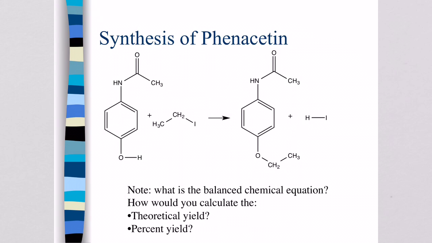But here is the balanced chemical equation for the overall reaction, and the key thing that you need to know is that for every 1 mole of acetaminophen and 1 mole of iodoethane, you're going to get 1 mole of phenacetin. And so when you're calculating the theoretical yield, if I were to tell you that acetaminophen is going to be the limiting reagent because we're going to use iodoethane in excess, that tells you that for however many moles of acetaminophen you have, if all of it were to react, it's a 1-to-1 molar ratio, so you can calculate how much phenacetin you're going to form.